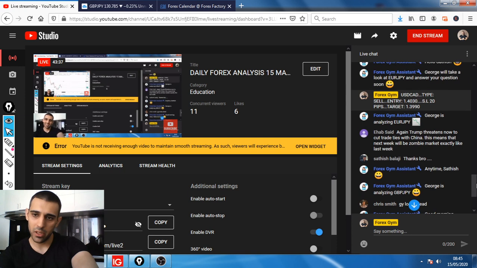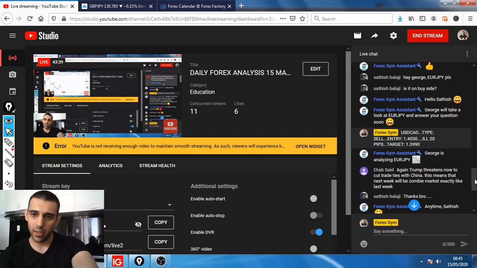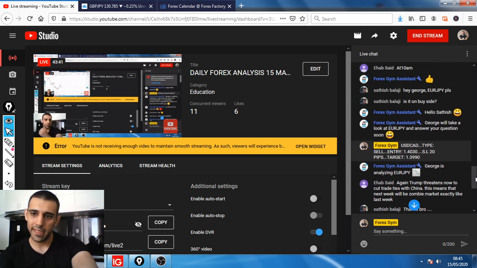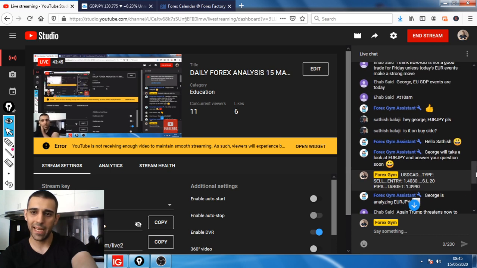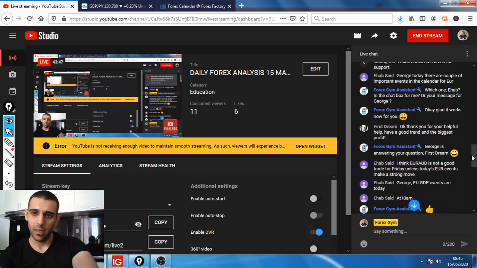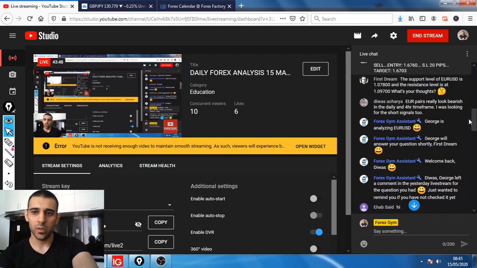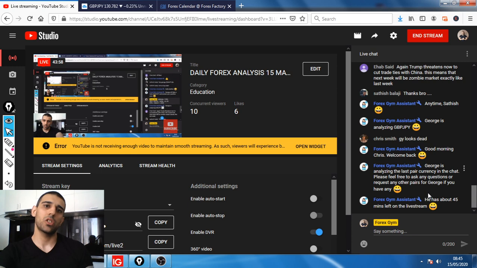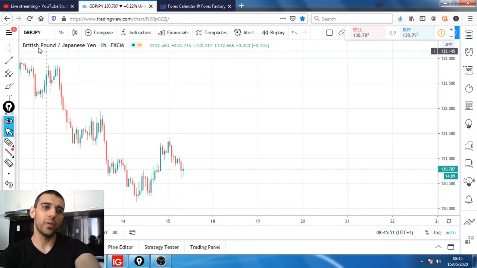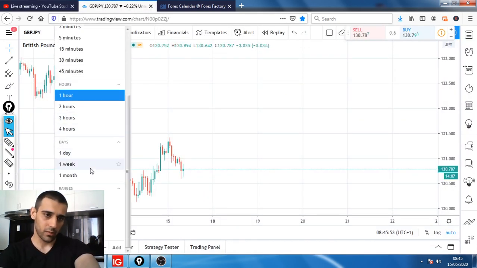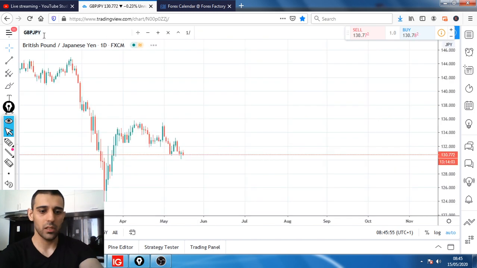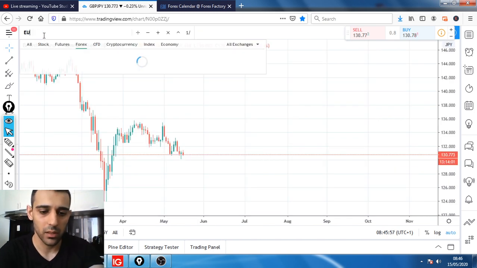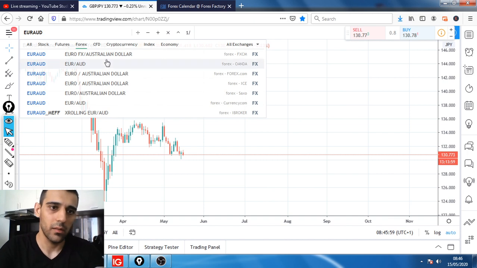So far the potentials were, I think, Euro against Aussie and USD CAD, but it doesn't mean it's going to work out, or that the market is going to give us the setup in this particular case. This is just what could be a potential trade. So I'm going back to the Euro against Aussie to see how this one is doing.